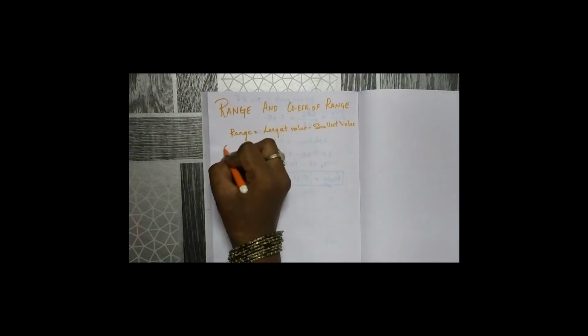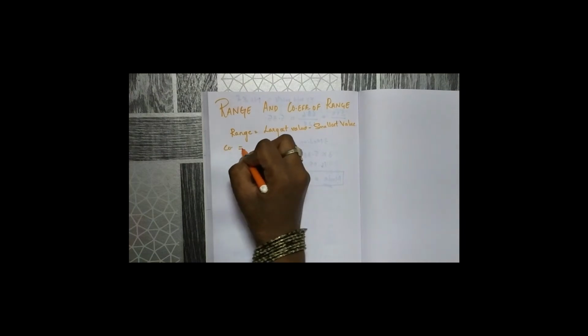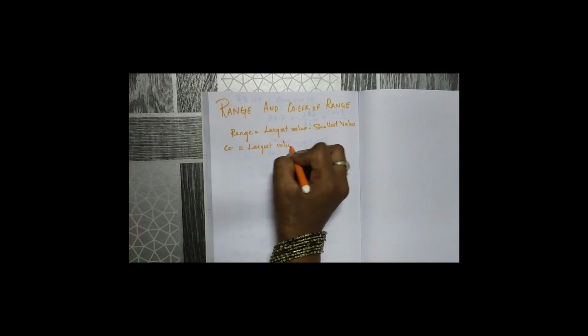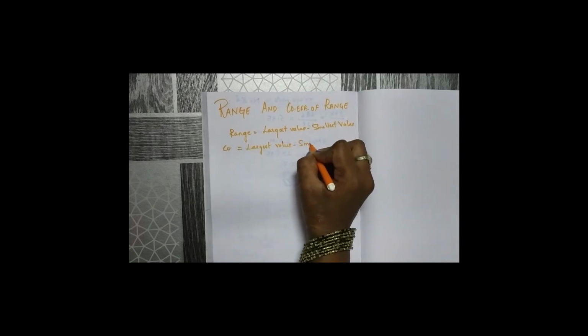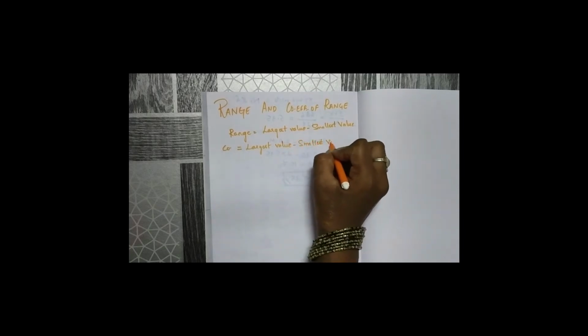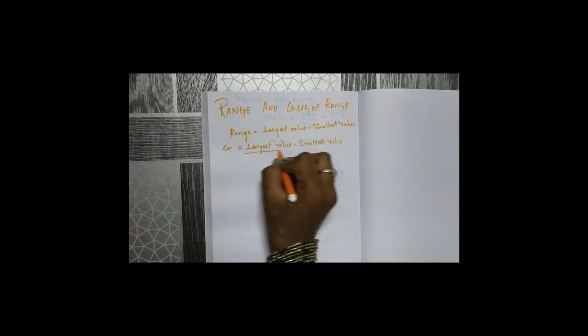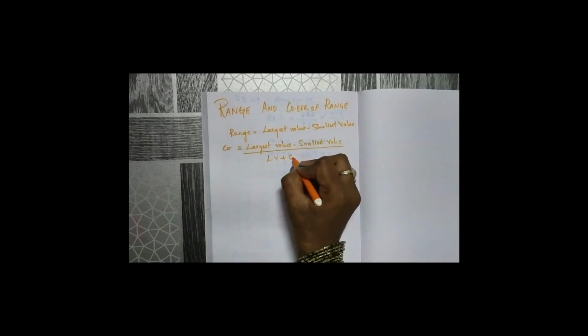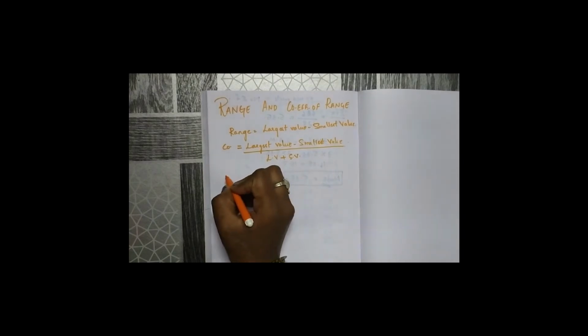So this is the formula for range, and coefficient of range is equal to largest value minus smallest value divided by largest value plus smallest value. So this is the formula for range and coefficient of range. So let's solve this with an example problem.